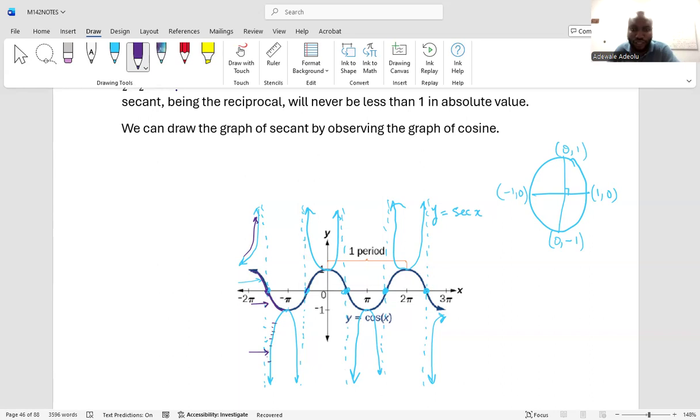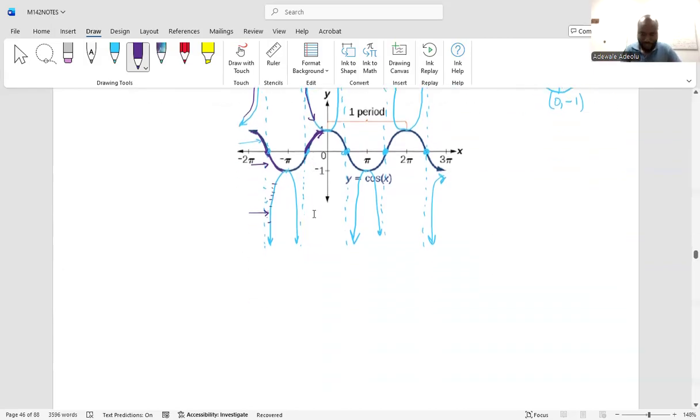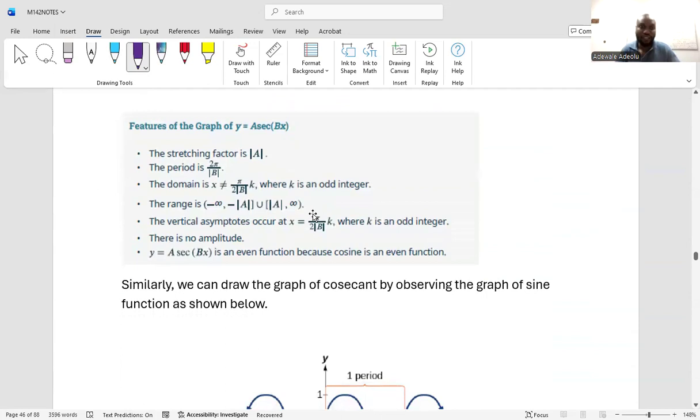On this region, you can see cosine is increasing. Cosine is increasing as I go from left to right. However, you can see secant is decreasing on that region as I go from left to right. So that is just another property that helps us to know the behavior of secants in those blocks.